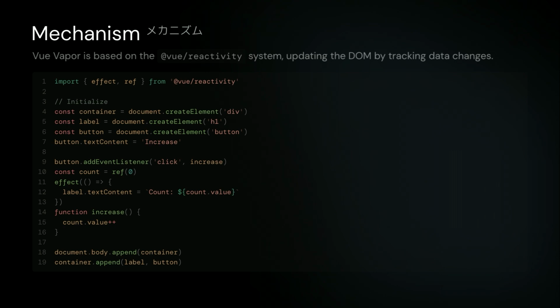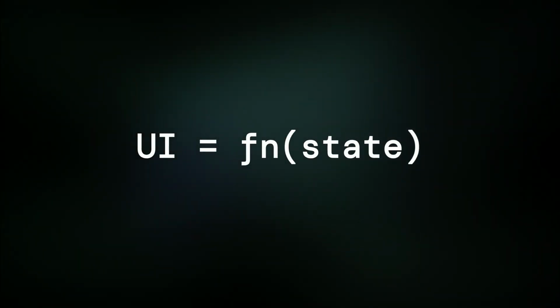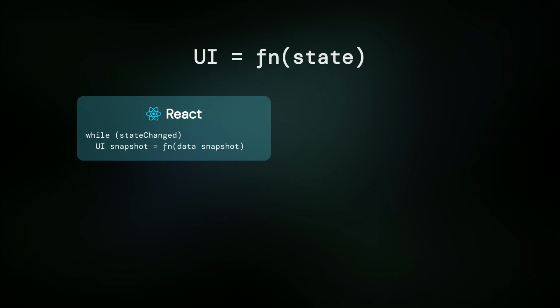To sum it up, we use Vue reactivity to detect data changes, and whenever the data changes, the render function will automatically update only the specific DOM nodes that need it. When we talk about React, the concept is UI equals f(state), right? Here, both state and UI are snapshots at a specific moment. When the state changes, the UI snapshot is recreated and compared to the native DOM nodes.